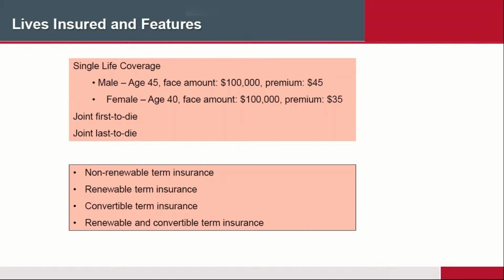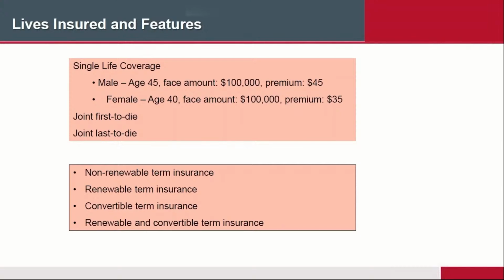So you've got a male, age 45, face amount of $100,000. The premium is $45 a month, a year, whatever, doesn't matter. Female, age 40, $100,000, premium is $35 a month. That's pretty straightforward. However, two other ones that you should be aware of besides single coverage: joint first to die.